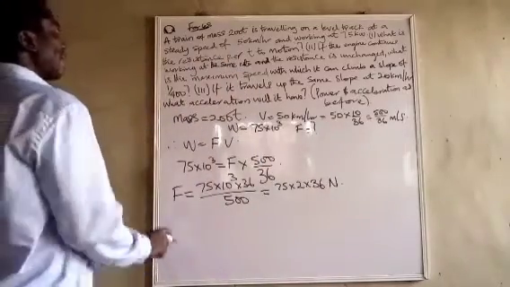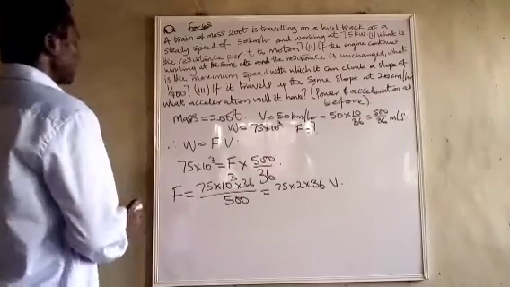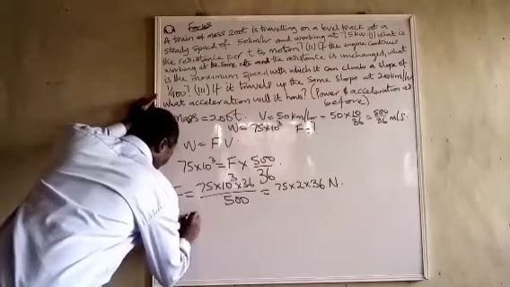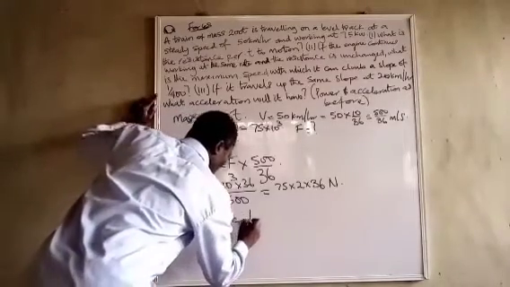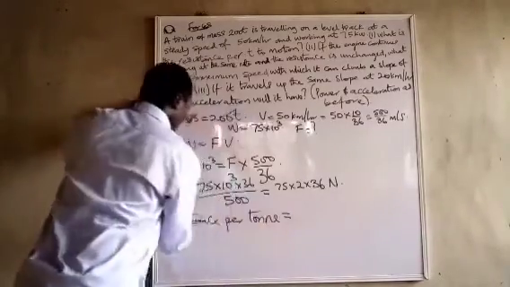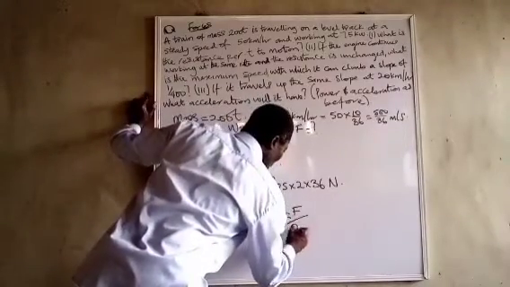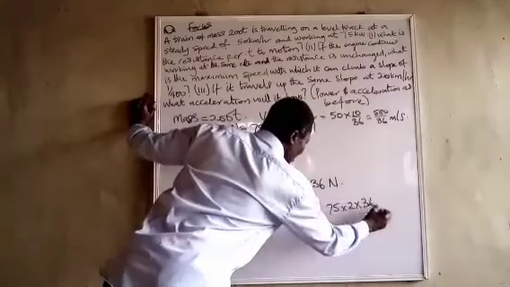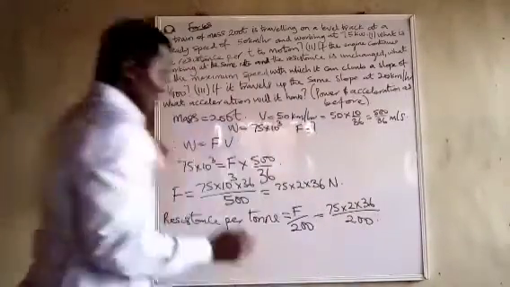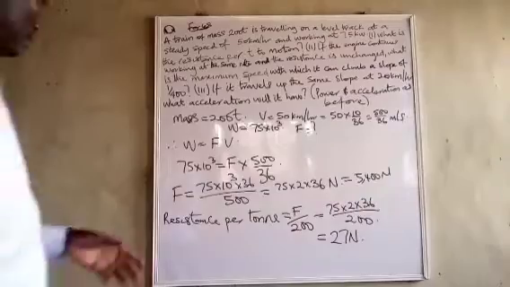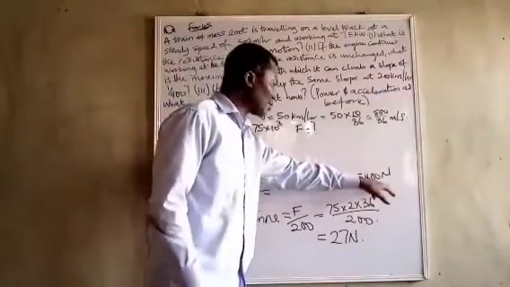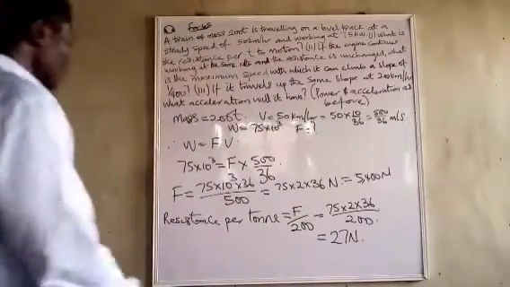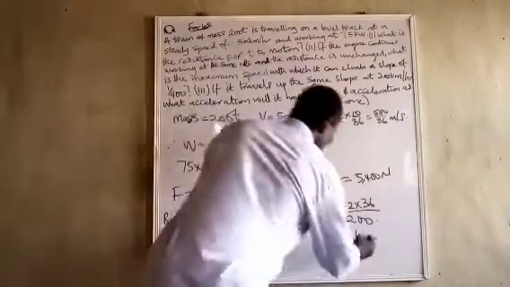But we know something, that what we are asked to find now is force resistance per ton. Therefore, resistance per ton will be equal to F over 200, which is equal to 75 times 2 times 36 over 200. So, the total force resisted is 5,400 Newton, and the resistance per ton is equal to 27 Newton. That is 27 Newton per ton.